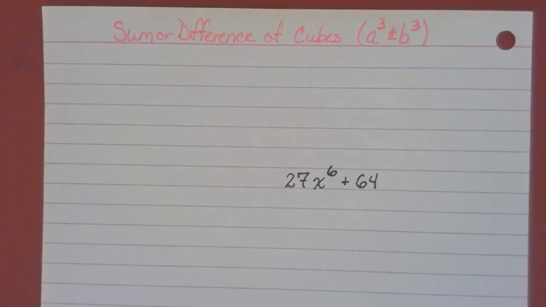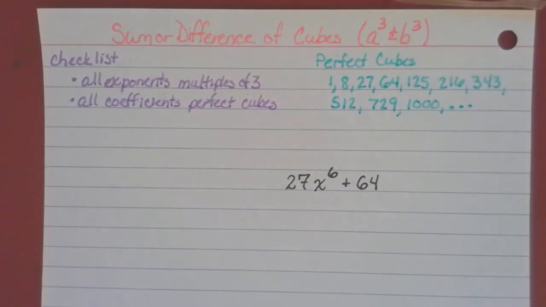So the problem we're going to look at is 27x to the 6th plus 64, and our checklist is the first thing we're looking for. So the checklist we're looking at is all exponents have to be multiples of 3. All coefficients have to be perfect cubes. And our perfect cubes are 1, 2 times 2 times 2 is 8, 3 times 3 times 3 is 27, and then 64, 125, 216, 343.